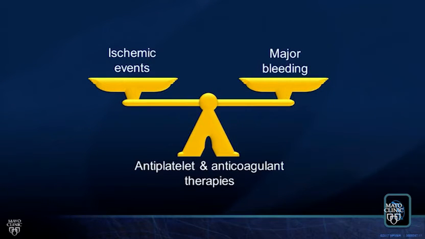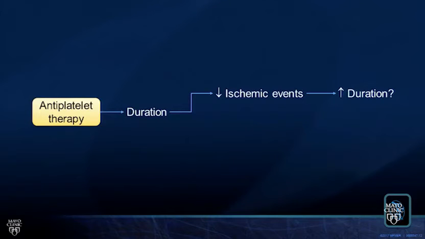On the one hand, we want to really drive down ischemic events, but on the other hand, with this intense therapy, we are exposing our patients to increased risk of major bleeding. And how do we balance these two? With antiplatelet therapy and duration, to decrease ischemic events, maybe increasing the duration could further decrease ischemic events. But most certainly, in order to decrease bleeding events, we would want to decrease the duration.